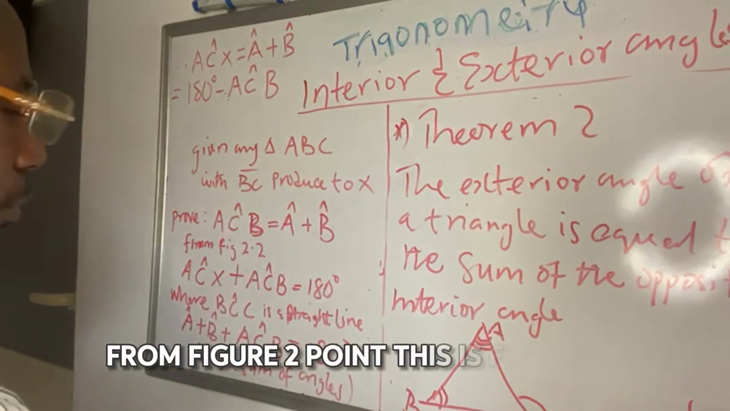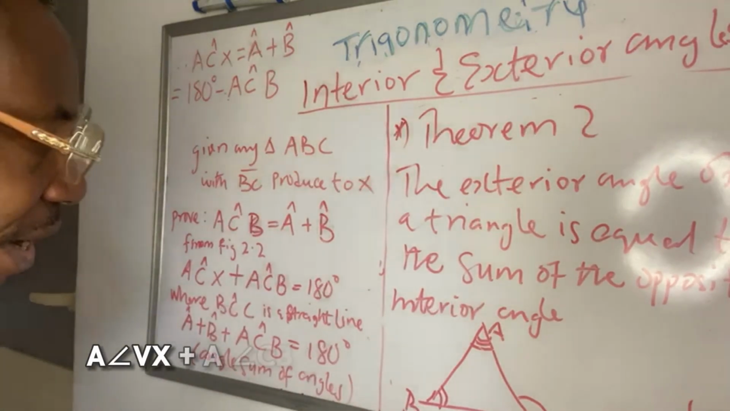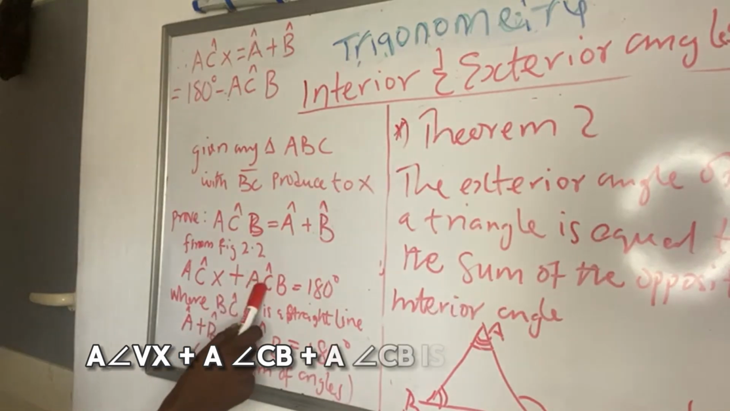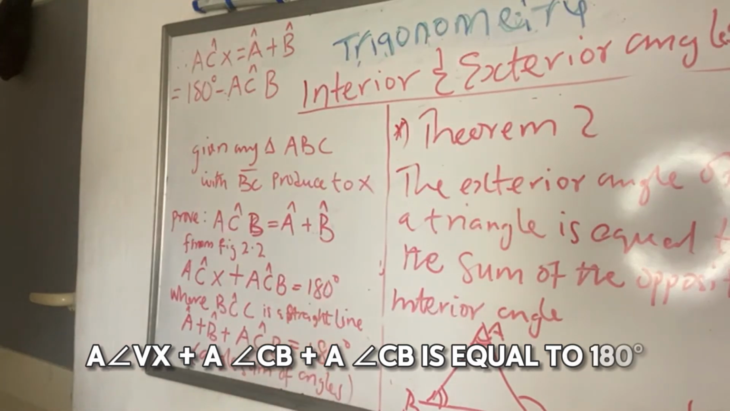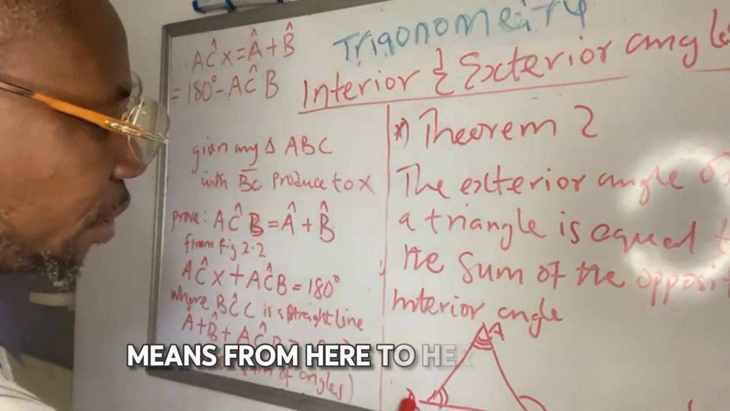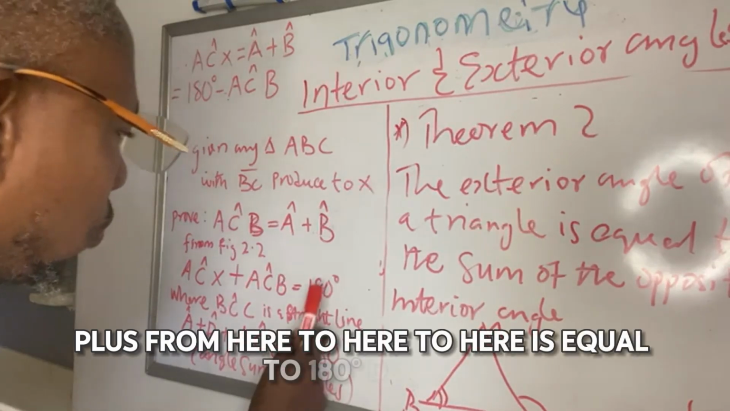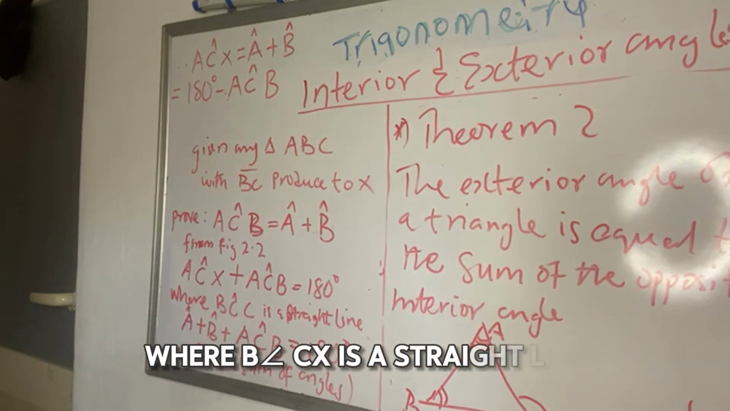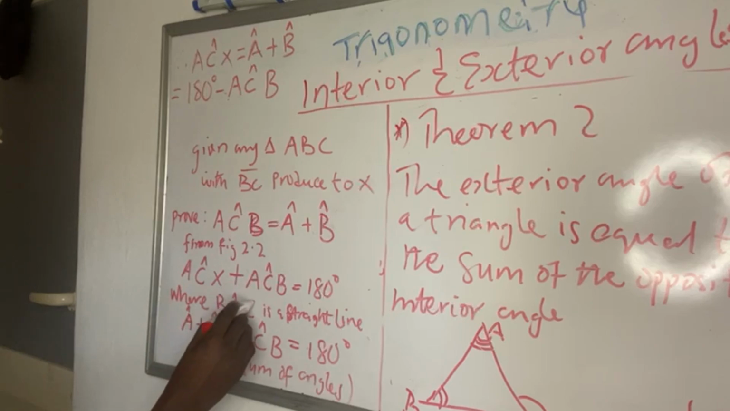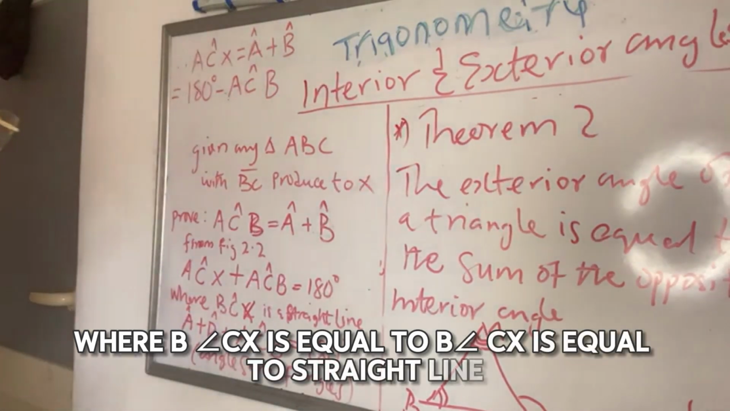From figure 2.2, angle ACX plus angle ACB is equal to 180 degrees. It means from here to here plus from here to here is equal to 180 degrees, where BCX is a straight line.